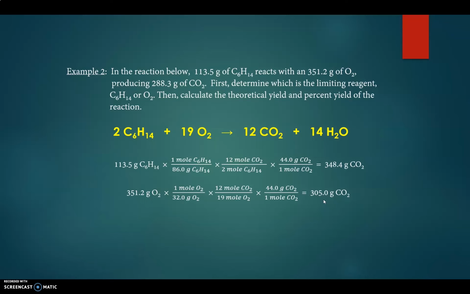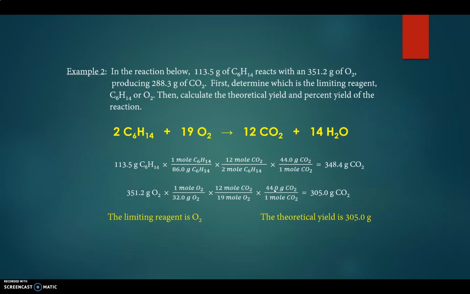So it looks like the oxygen gave us a smaller amount of CO2 than the hexane did. And that means that our limiting reagent is the O2. Whichever substance produces the smaller amount of material, that is our limiting reagent. So our theoretical yield is however much you get from the limiting reagent, which would be our 305 grams.